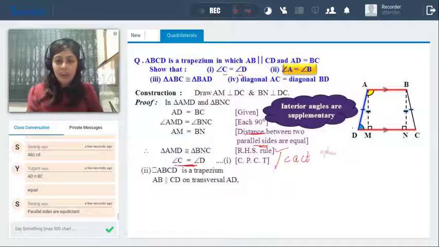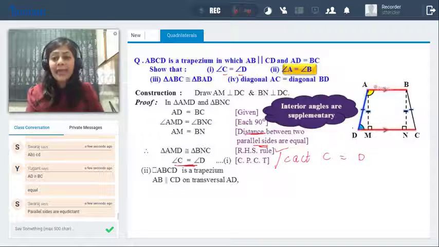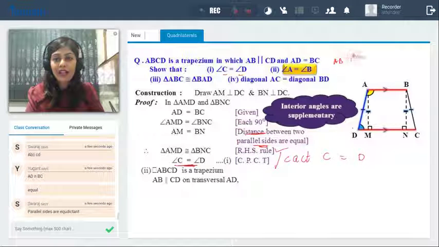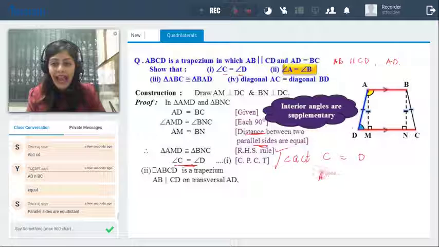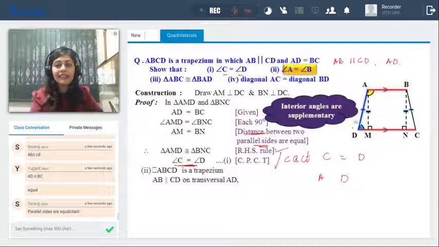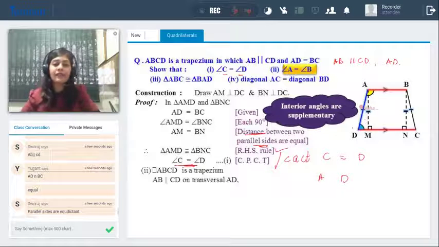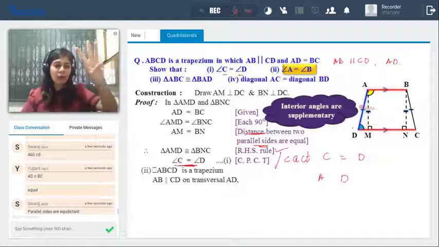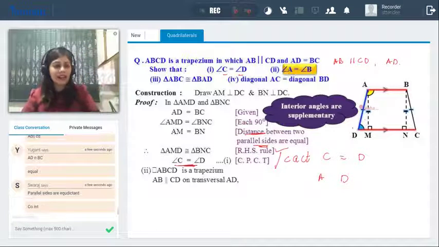Students, now pay attention. One thing, C is equal to D, given. Now look at this. AB is parallel to CD. So I have AB parallel to CD. And look at transversal AD. On transversal AD, what can I say about angle A and angle D? Yes, students, what can I say about angle A and angle D? What kind of angles are angle A and D? Between two parallel lines, there are only three options: alternate, corresponding, co-interior. So what kind of angles do you think A and D are?